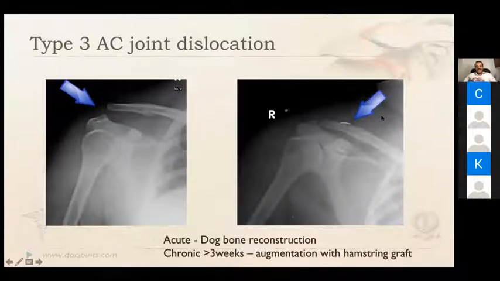So what is acute, what is chronic? Okay, I've written it down. More than 3 weeks we call it a chronic dislocation, or a subacute we call it. More than 3 weeks you have augmented with something more like a hamstring tendon. So acute you can reconstruct with dog bone and the fiber tapes connecting it.